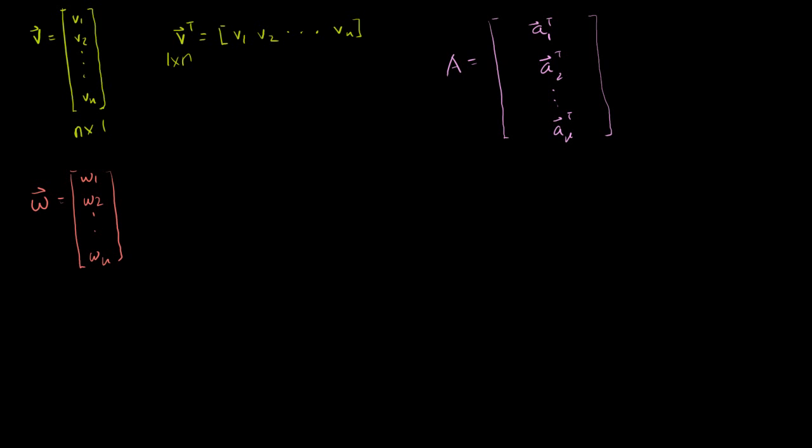There's a couple of things that I think we're already reasonably familiar with. You can take the dot product of v and w. v dot w is equal to what? It is equal to v1 w1 plus v2 w2, and you just keep going all the way to vn wn. This is the definition of the dot product of two column vectors.